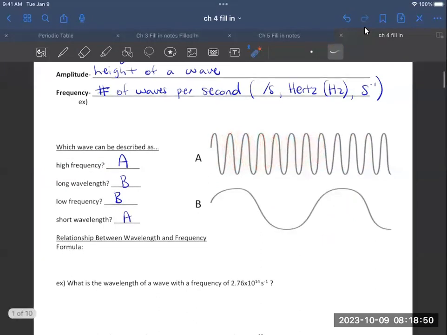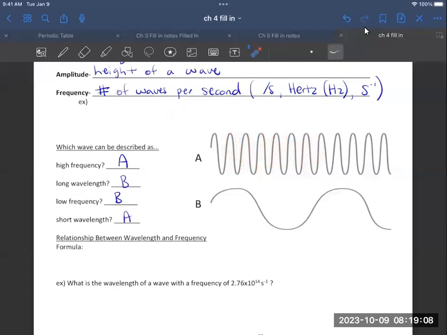So as your frequency goes up, your wavelength goes down. Notice down here, our wavelength is really large and our frequency is low. So they have opposite relationships. As one goes up, the other goes down.